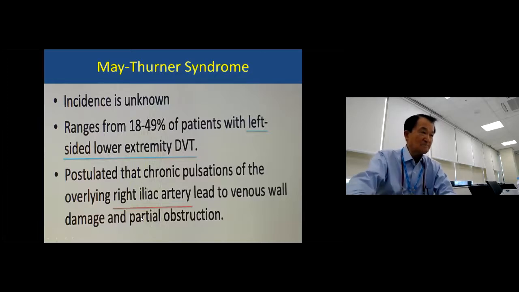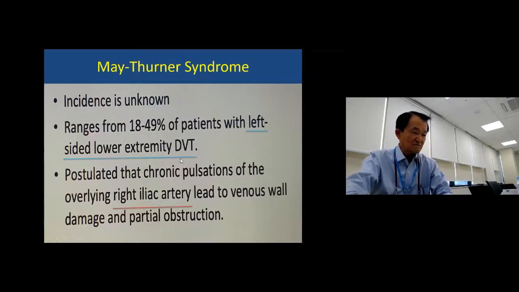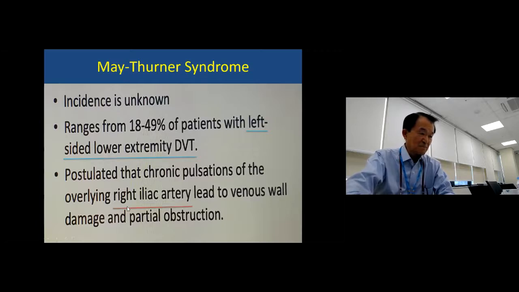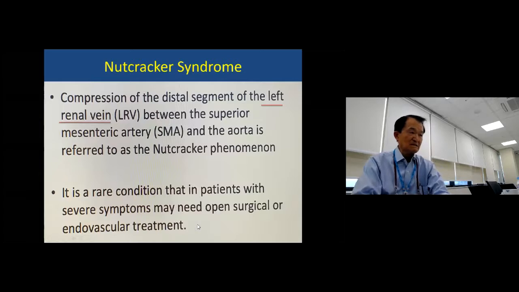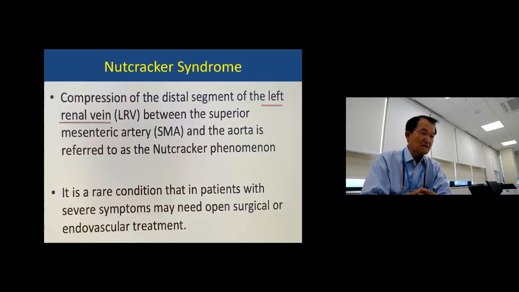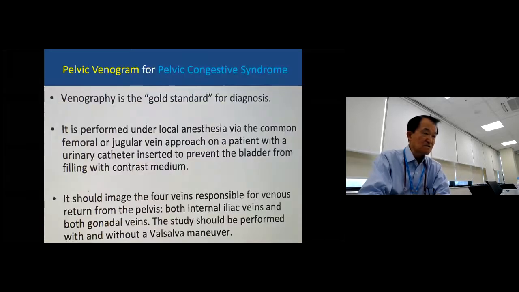May-Turner syndrome is quite frequent. On the left side, lower venous thrombosis, and the exact cause is unknown, but some kind of right iliac artery overlying the vein causes venous wall damage, obstruction, etc. Nutcracker is a compression of the left renal vein, like I showed in that case. It's rare, but sometimes it requires surgery.